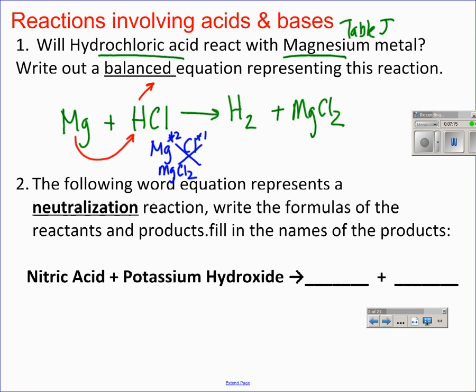Now we have to balance the equation. If it asks us to balance, we have 2 chlorines on this side, so I'm going to put a 2 here. That gives me 2 H's, and we are balanced. So this is the first type of reaction that acids are involved in.